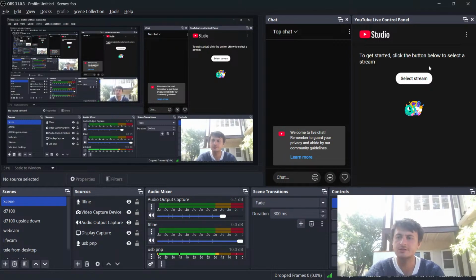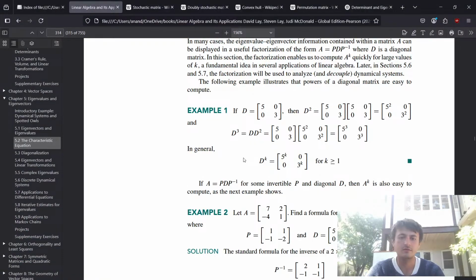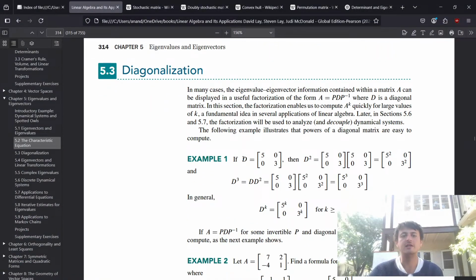All right. This section is exciting for me. This is a cool section. All right. Diagonalization. So we just did characteristic equation or characteristic polynomial. Now it's time to jump in.